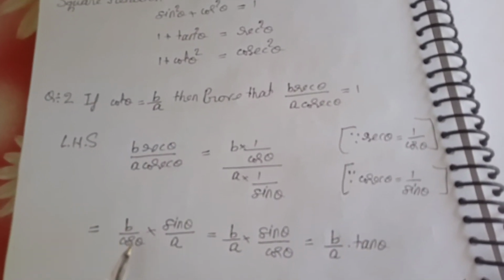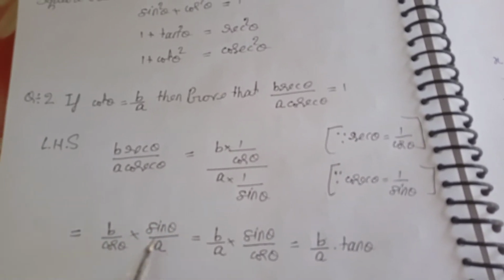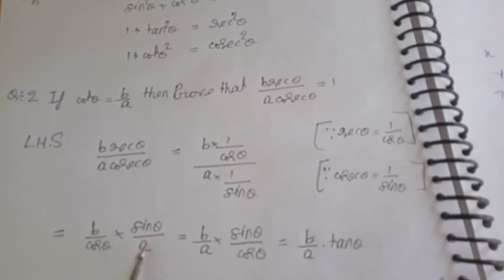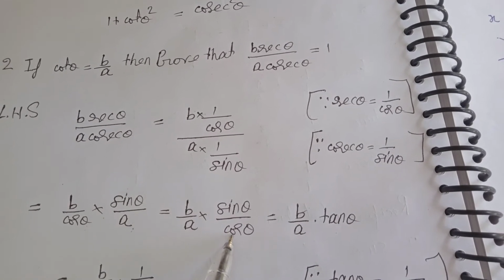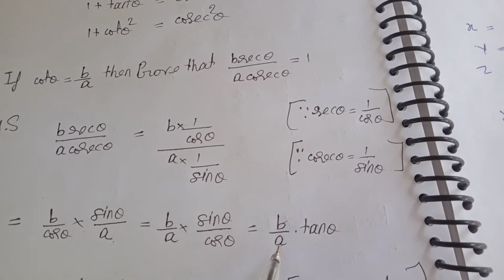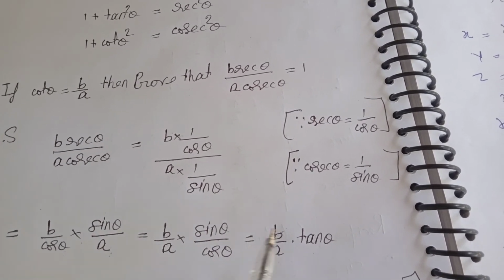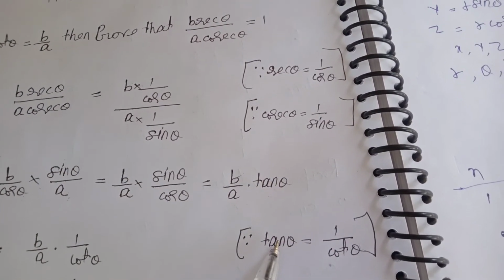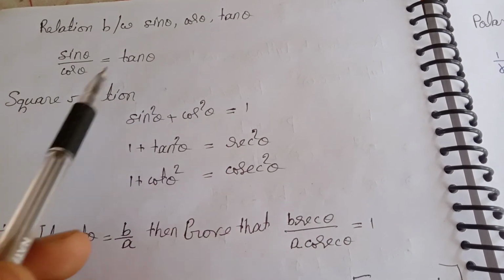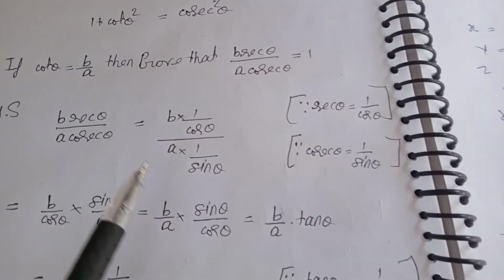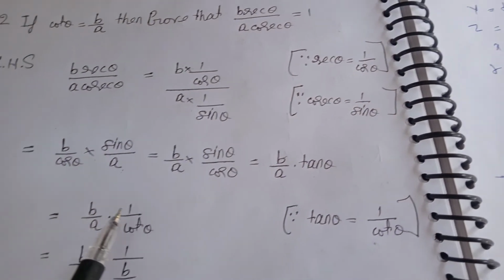So b upon cos theta into sin theta upon a equals b by a into sin theta upon cos theta. Sin theta divided by cos theta equals tan theta, from the relation between sin theta, cos theta, tan theta.